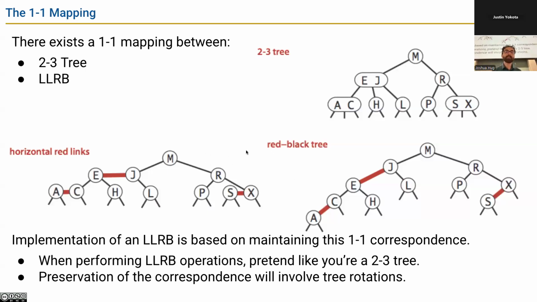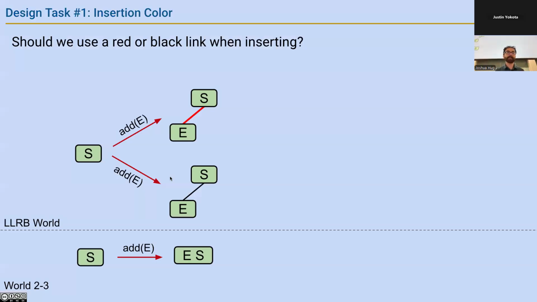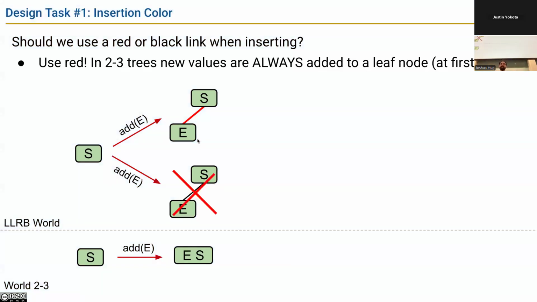Okay. So when I do an LLRB operation over here, I'm going to pretend like I'm a 2-3 tree. Let's do some examples. Let's start with the first thing. I have S, that's my tree, and I'm going to insert E, and I have 2 choices. I can either put E below S to the left with a red link or a black link. Okay, that's the LLRB world, and we want to pretend like we're doing a 2-3 tree. What should we do? Which choice makes more sense? Red, right, because we want to pretend to be a 2-3 tree. Okay, great. So we use red, so we're always going to add with red links.